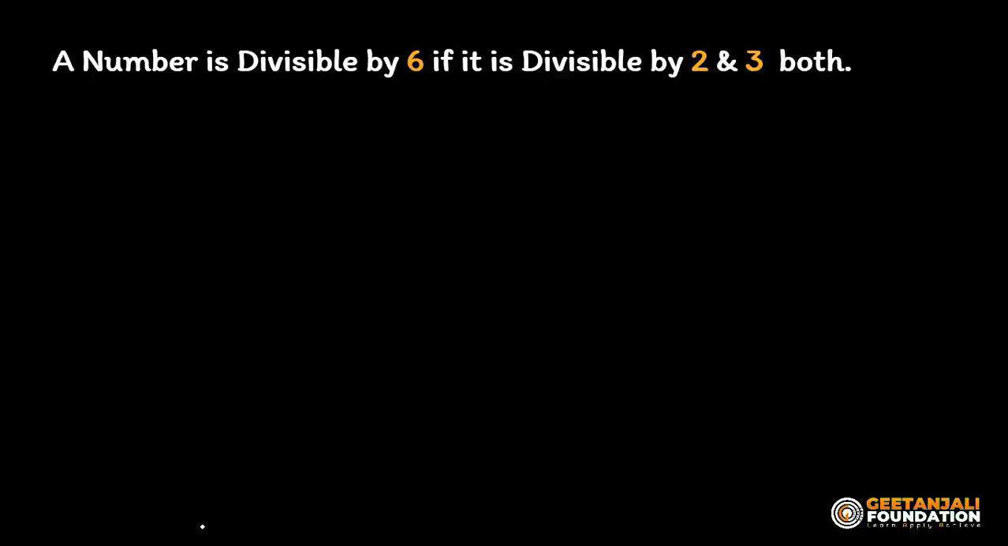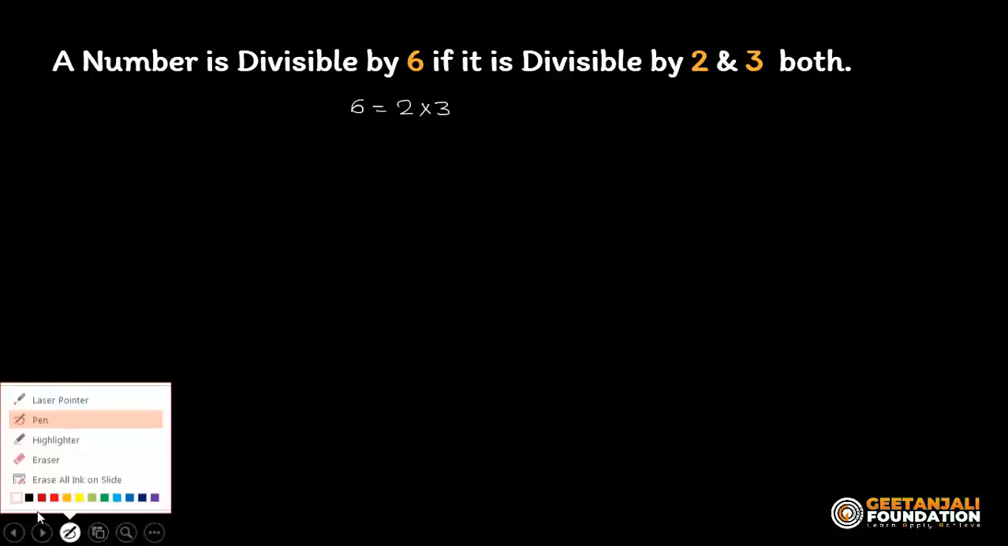But why do we take divisibility by 2 and 3? The reason is, if you factorize 6, you find its factors are 2 times 3. These two numbers 2 and 3 are co-prime also. Co-prime means their common factor is 1. Whenever you study divisibility by a bigger number, you will find this property: if you can find co-prime factors of any number, you can test divisibility by that number using its co-prime factors. The same method we are following for 6. So let's see how we can check divisibility by 6.